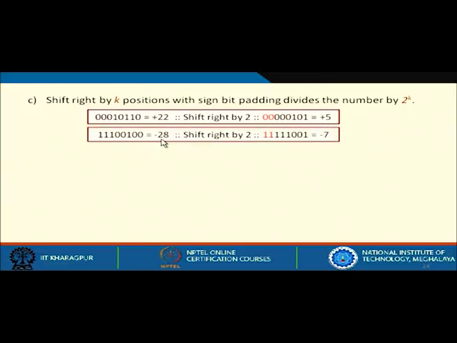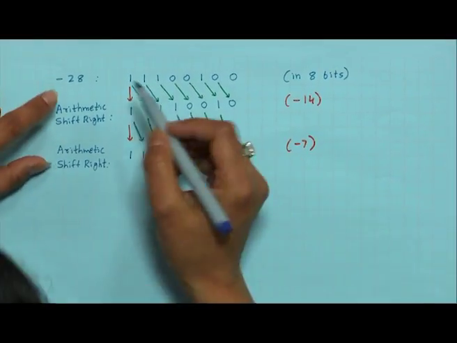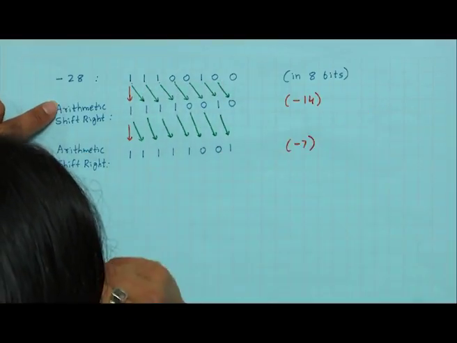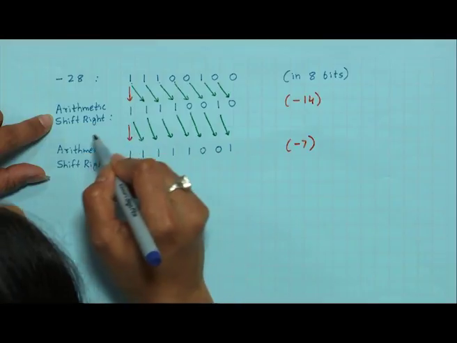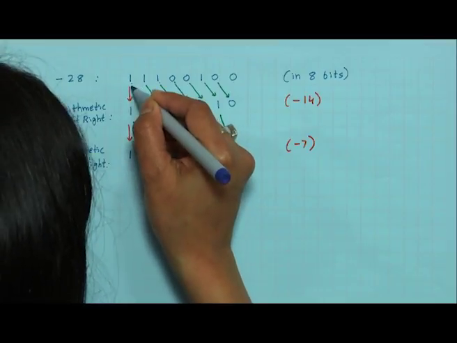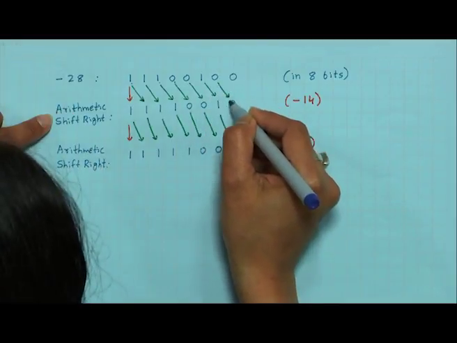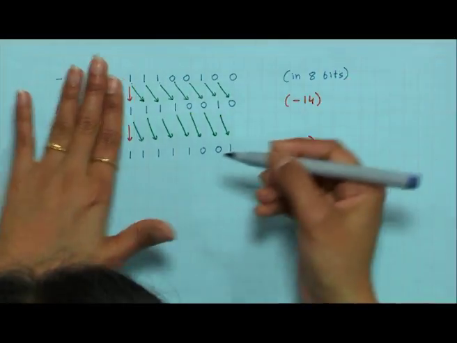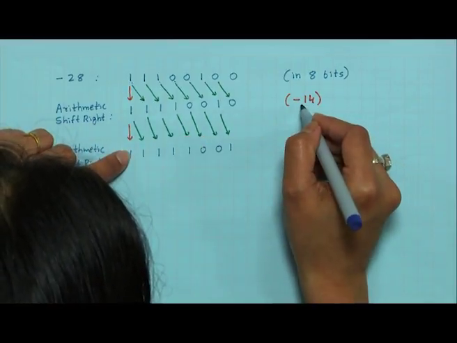Similarly, let us take this example of minus 28. Minus 28 can be represented as 1110 0100 in 8 bits, and then we do an arithmetic right shift. When we do an arithmetic right shift, whatever value is the most significant bit comes in at the left, and all other bits are shifted one position to the right. That is what we have done. The sign bit comes in the most significant position, and this representation is nothing but minus 14.